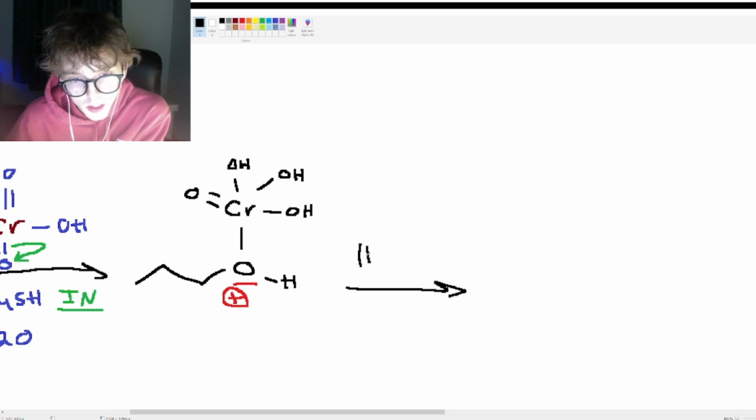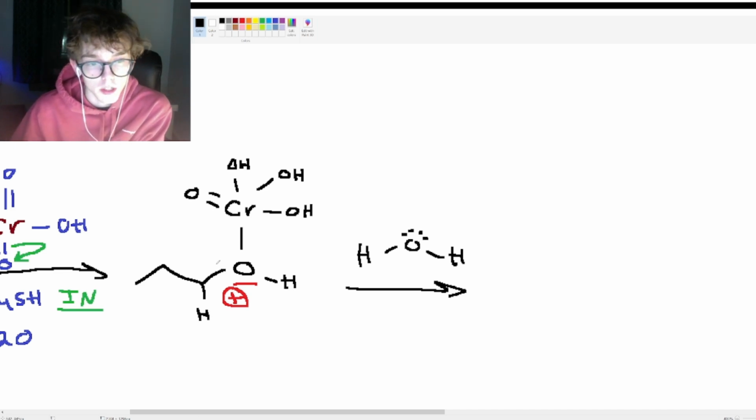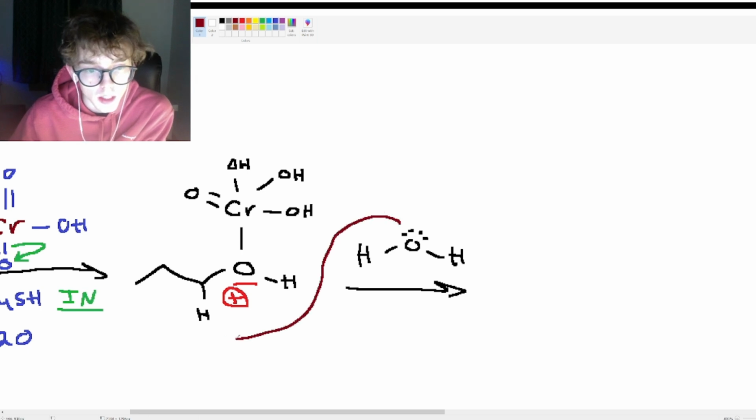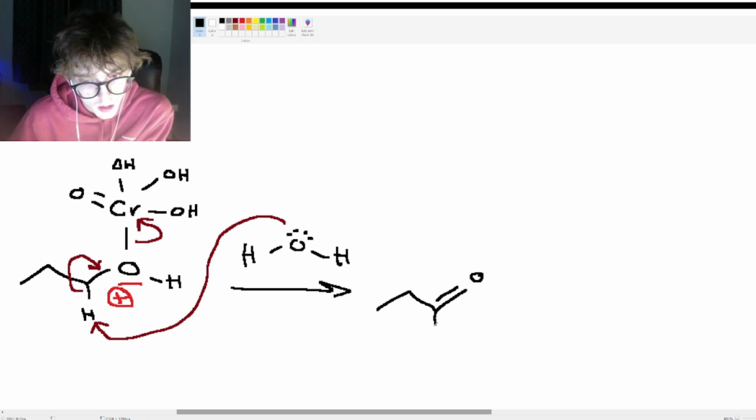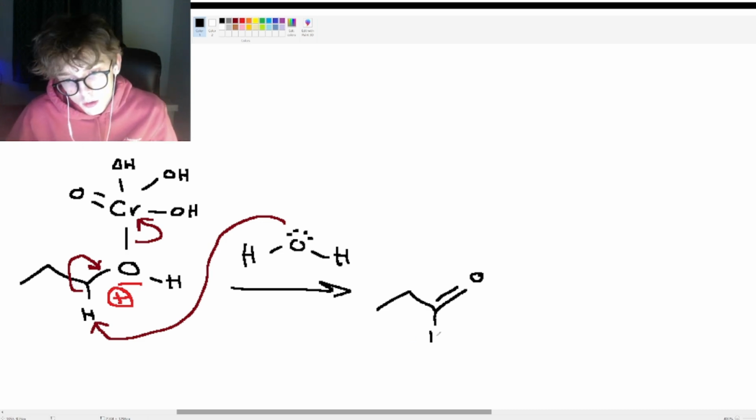Now water comes in, and we're first going to get this here. We could do the deprotonation or the elimination first, it doesn't matter. Comes in like this, going to eliminate and kick off our leaving group. And that leaves us with this. Or sorry, not that. Well, there is an H there, but yeah, like this.